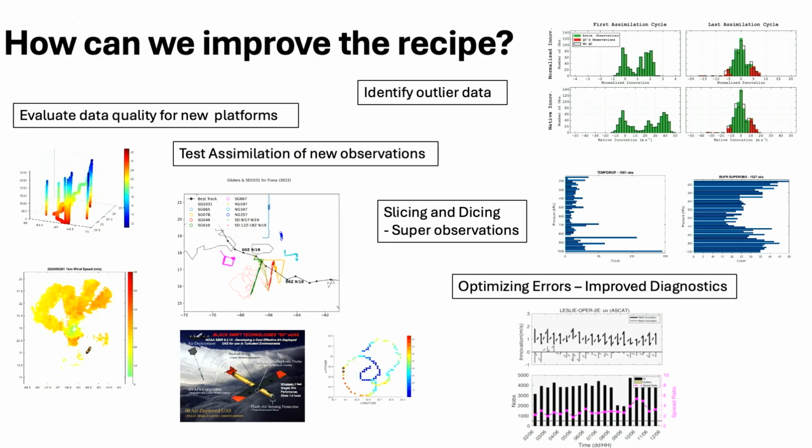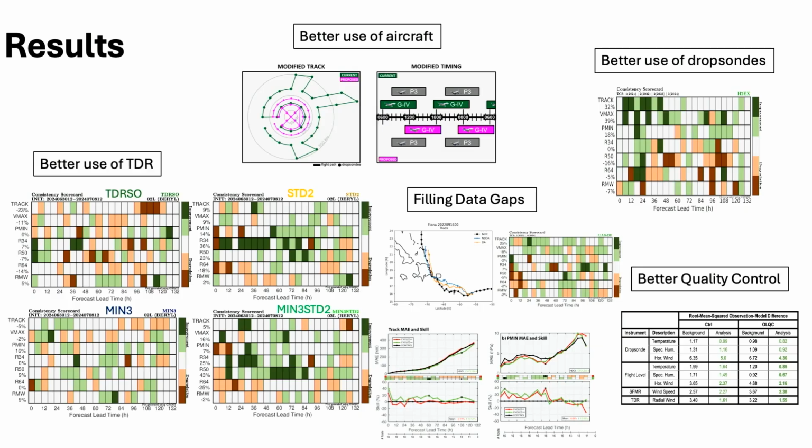On top left, we identify outlier data by comparing all available observations to each other, not just with the model. And then we are able to improve representativeness and assimilate more observations from voluminous data sets by creating super observations, combining observations together. And then, of course, we have to create improved diagnostics in order to understand the effect of all our tweaks to our recipe.